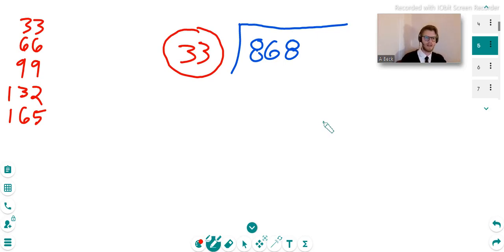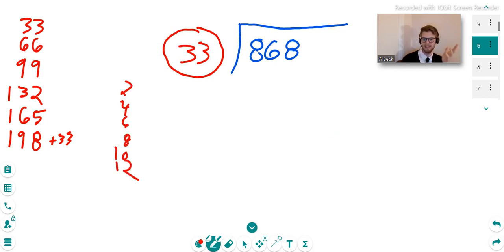5 plus 3, 5, 6, 7, 8. Yep. 6 plus 3 is 9. And we have 198. Okay, now we want to do 198 plus 33. I'm just going to write that here just so it's clear. So we're doing multiples of 33. This is the same thing as doing 2, 4, 6, 8, 10, 12. And that's easy. But when we have these 2-digit numbers, it gets harder.